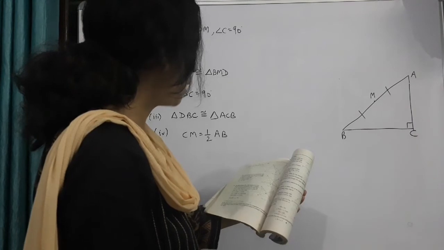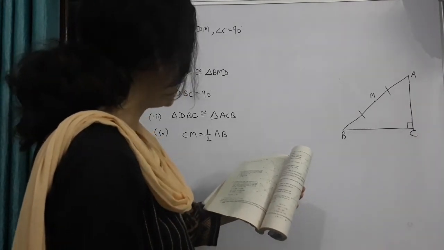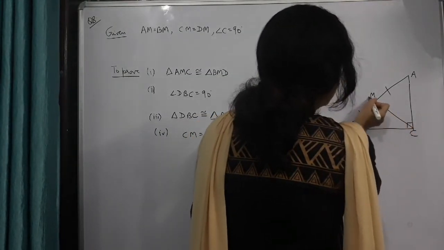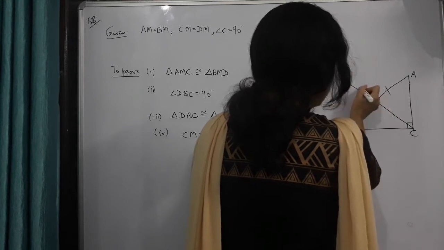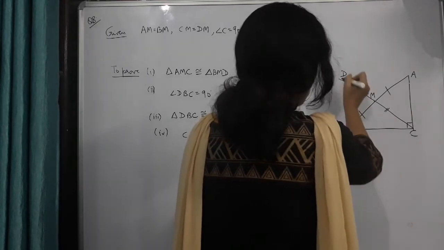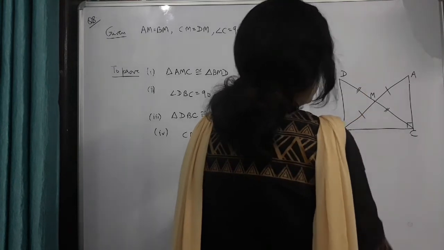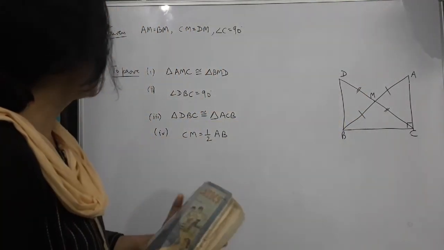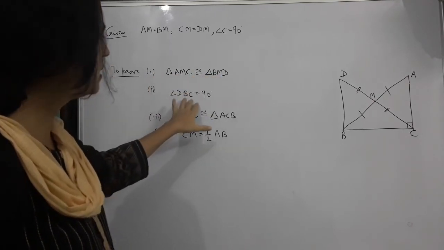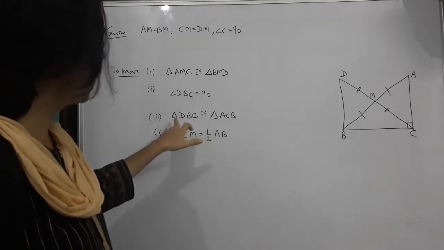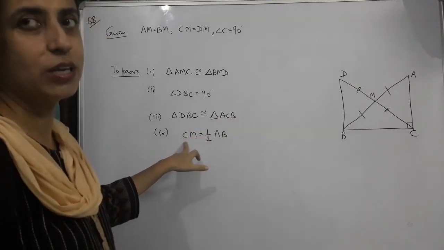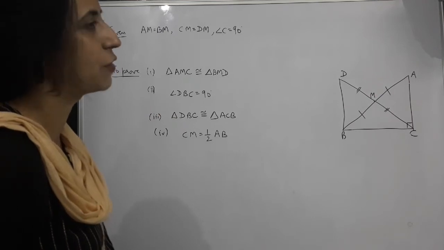C is joined to M and produced to a point D such that DM is equal to CM. So over here C is joined to M and it is produced to a point D such that DM is equal to CM. Then they are saying point D is joined to point B. And now we have to prove that triangle AMC is congruent to triangle BMD. Angle DBC is of measure 90 degrees. Triangle DBC is congruent to triangle ACB, and CM is equal to half of AB. This is what we have to prove.